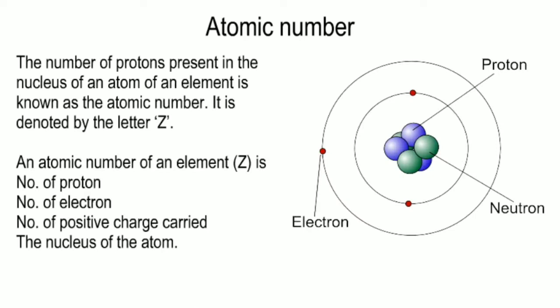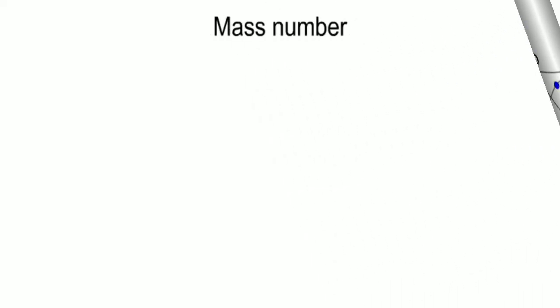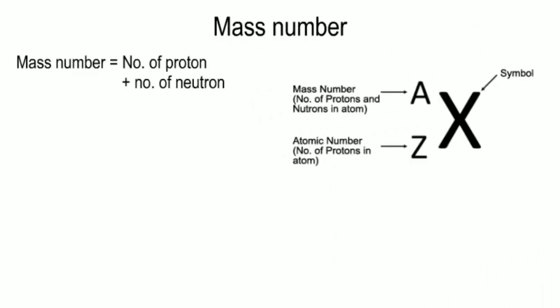Atomic number. The number of protons present in the nucleus of an atom of an element is known as the atomic number. It is denoted by the letter Z. The atomic number of an element is the number of protons, the number of electrons, and the number of positive charges carried by the nucleus of the atom. Orbits. Orbits are energy shells surrounding the nucleus, in which electrons revolve. Mass number. Mass number equals number of protons plus number of neutrons.